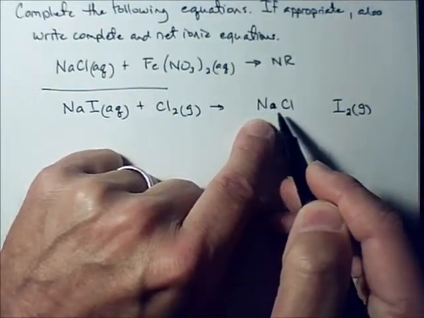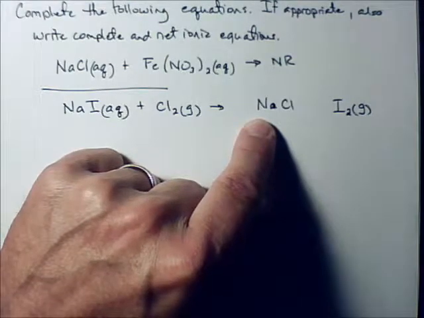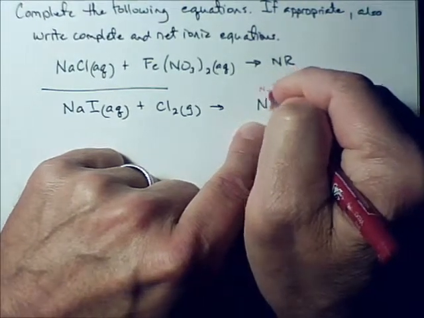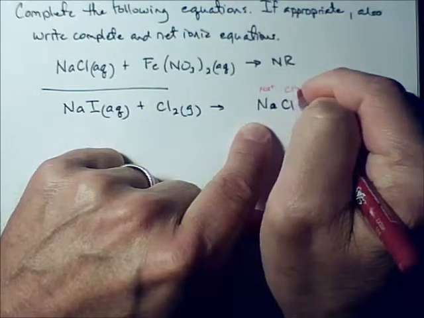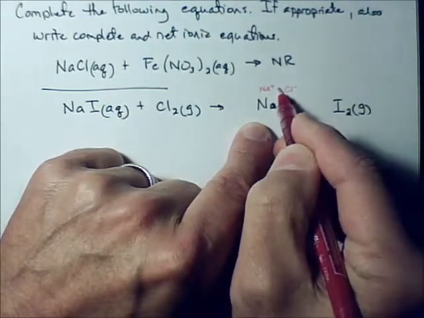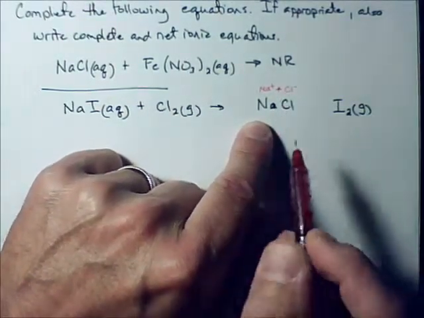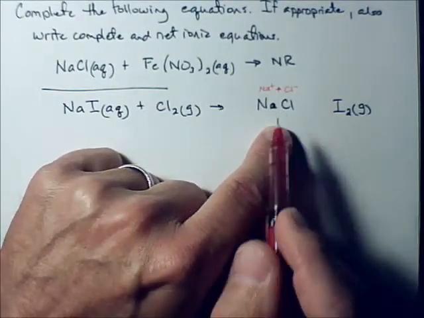Okay. So we need to know the charges on the sodium and chlorine to balance it. Sodium has a 1 plus charge. Chlorine has a 1 negative charge. So I've got as many positive charges as negative charges without any subscripts. So that's a balanced formula.